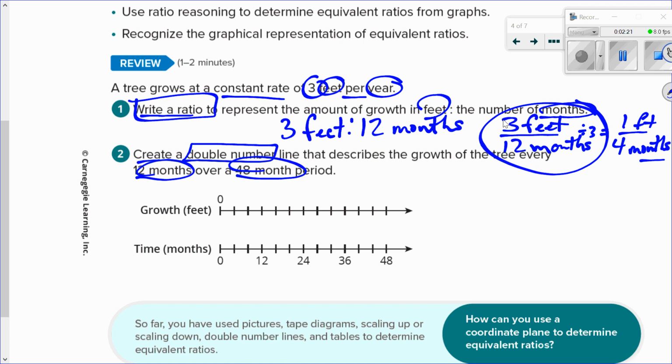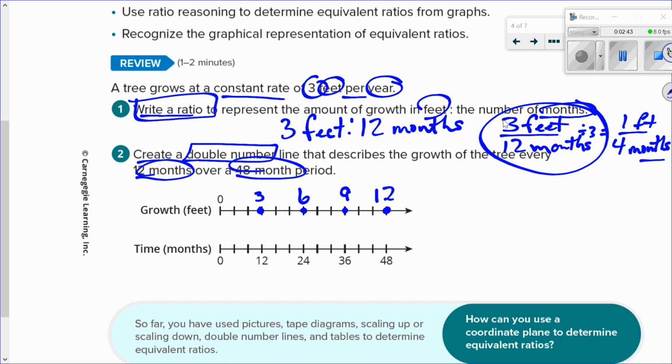Doing my double number line should have been super easy because they gave us most of the information, right? Yeah. So what number is going to go above the 12? 3. What number is going to go above 24? What's going to go above 36? And above 48? Questions on either of those?